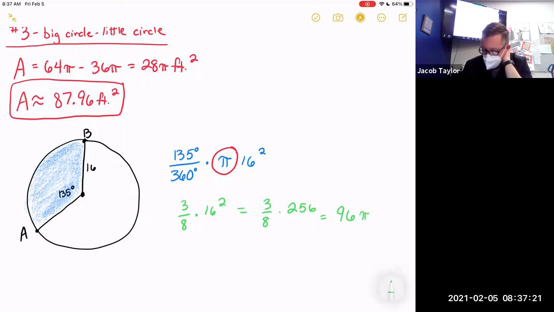Pi. The problem didn't actually give me units. It didn't say if the 16 was inches, feet, whatever. So I'm just going to say square units, since I don't know what the units are. Wait, why are you multiplying it by 256? Because that's what 16 squared is.